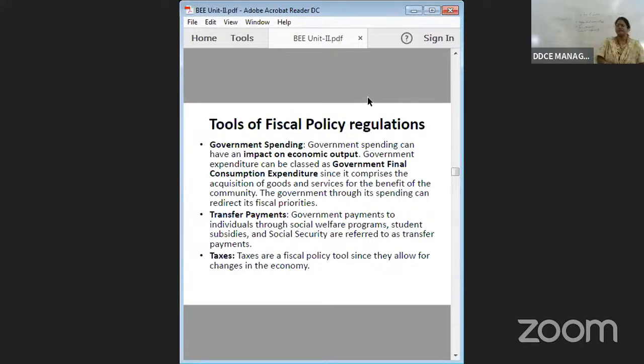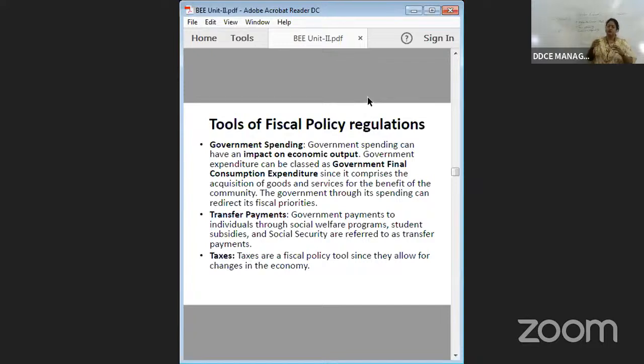Ma'am, what is the second point, ma'am? Objectives of fiscal policy? Fiscal policy, the second point is price stability, and the third one is reduction in inequality. Yes, ma'am. Now, what comes in tools of fiscal policy?